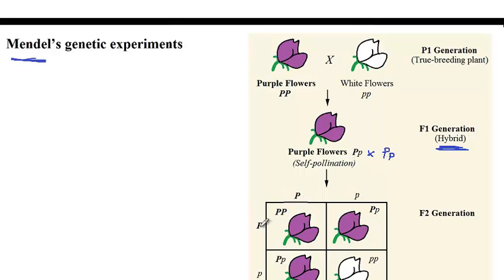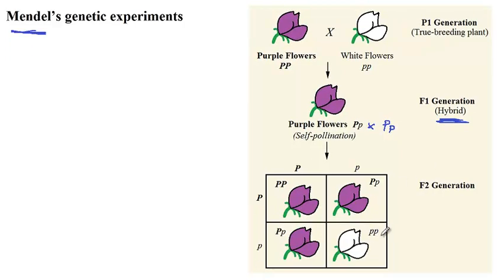We have an uppercase P and lowercase p, and consequently the crossing of these pollens will give rise to capital P, capital P, which has a purple color, capital P, lowercase p, which has a purple color, again capital P, lowercase p, that has a purple color, and then finally lowercase p, lowercase p. Since lowercase p is a recessive gene, this plant was able to express the original phenotype of its parent. So the ratio here is 3:1: three purple flowers in comparison to one white flower.